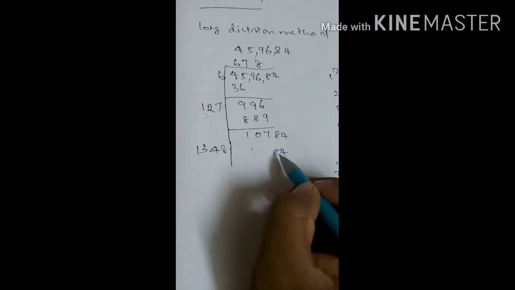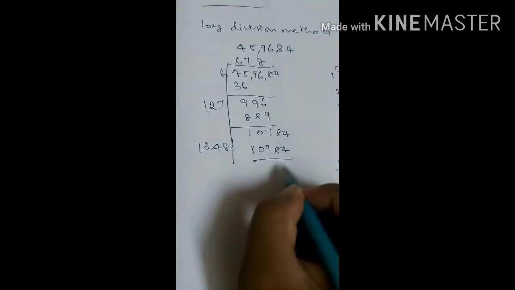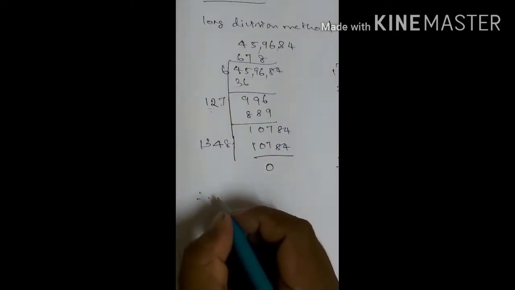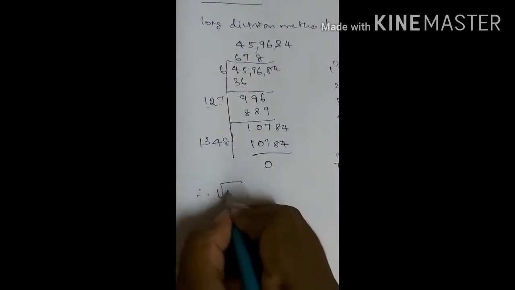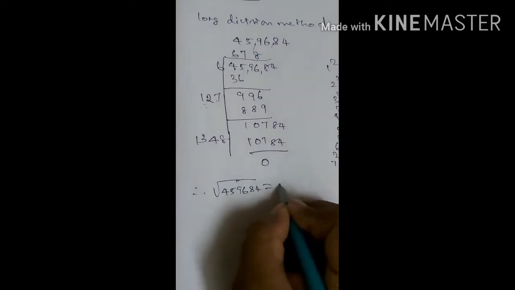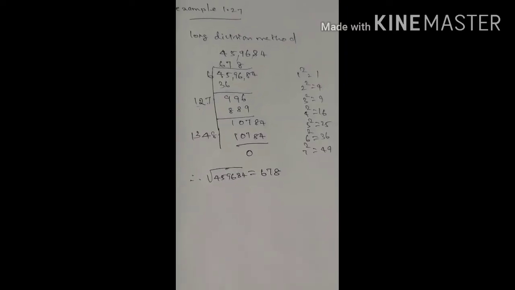So finally they multiply, and the answer is 10784, remaining value 0. So the square root of 4,59,684 equals 678.